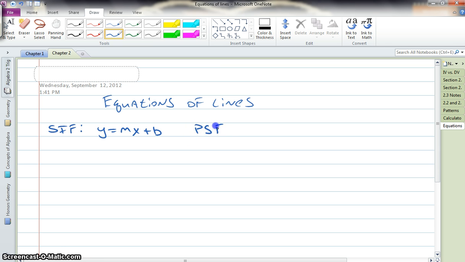And then we have point slope form, which is y minus y1 equals m times x minus x1. And then we have standard form, which is ax plus by equals c. Please keep in mind that a must be positive and a whole number.